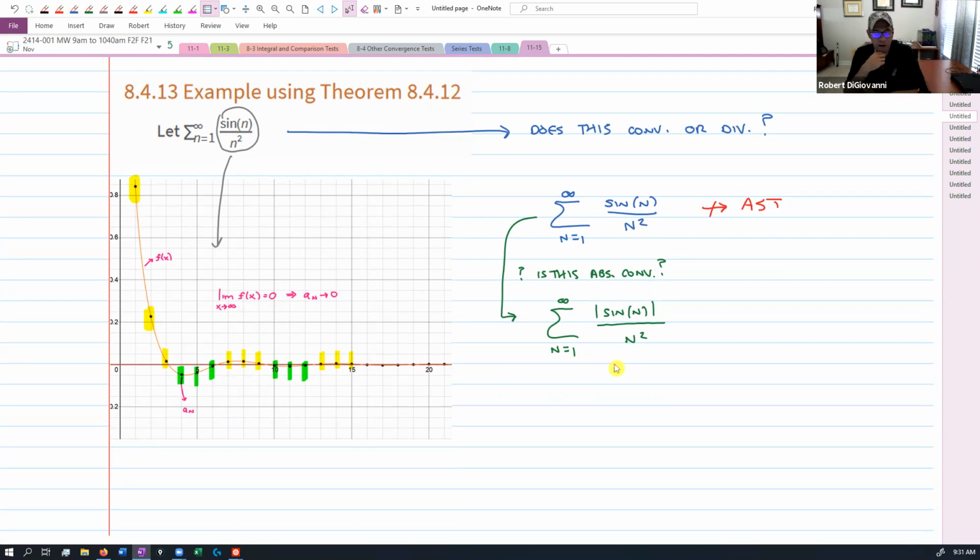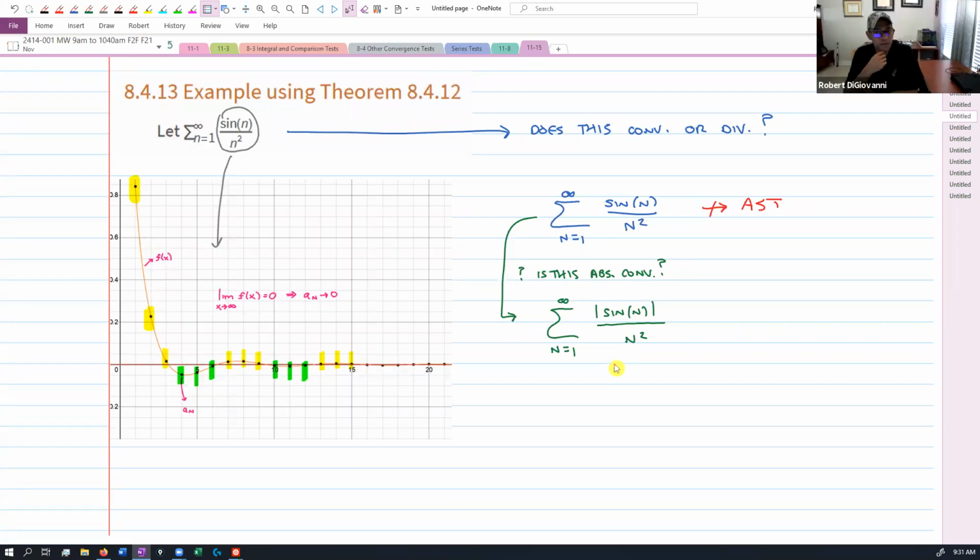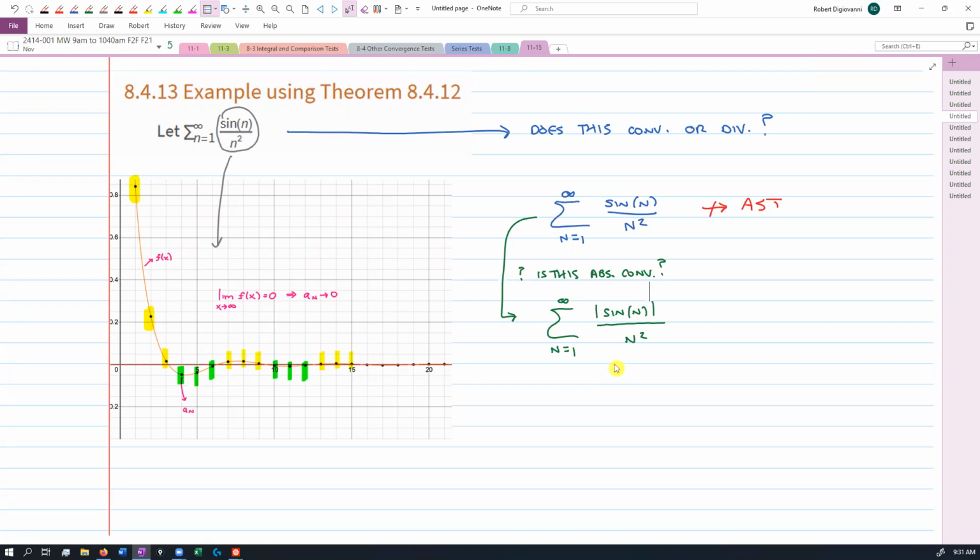What does that kind of look like to you? Oh, comparison series test, maybe? Yeah, why don't we compare it to something? What do you want to compare it to? 1 over n squared. Let's try it, right? We can try to compare that to 1 over n squared.